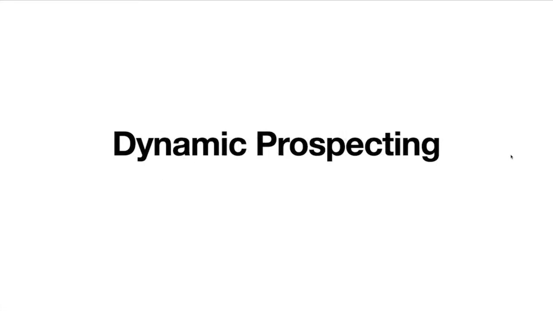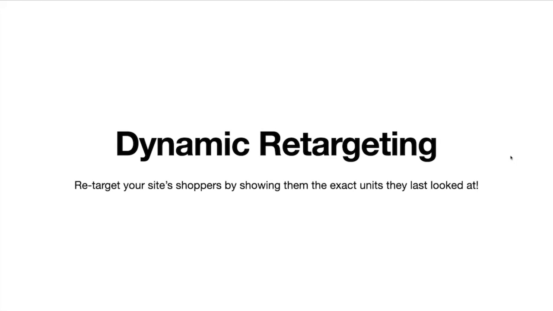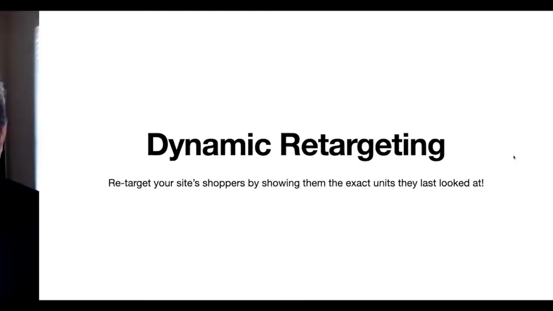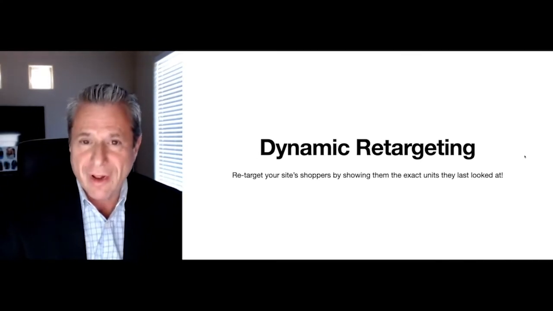Dynamic offers enable two distinct features, the first of which is dynamic prospecting. You can now use Google to do your customer hunting for you, and I'll show you what that is. Also, you can dynamically retarget shoppers. You can retarget your site's shoppers by showing them the exact units they last looked at. You know this one. You've been followed around the web before.